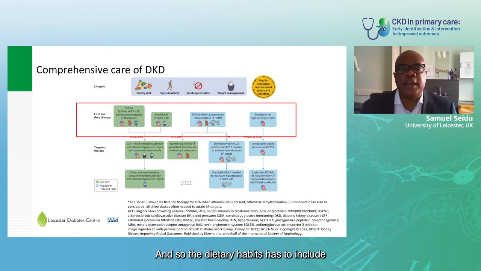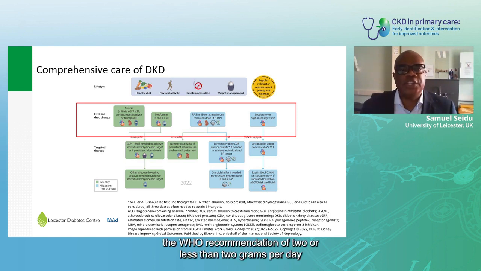And so the dietary habits have to include protein restriction to about 0.8 grams per kilogram body weight. But of course, this patient is not on dialysis yet. If they were, you probably want to increase that to 1 to 1.2 grams per kilogram body weight. In addition to that, sodium restriction is also necessary. The WHO recommendation of less than 2 grams per day is to be emphasized in this case.